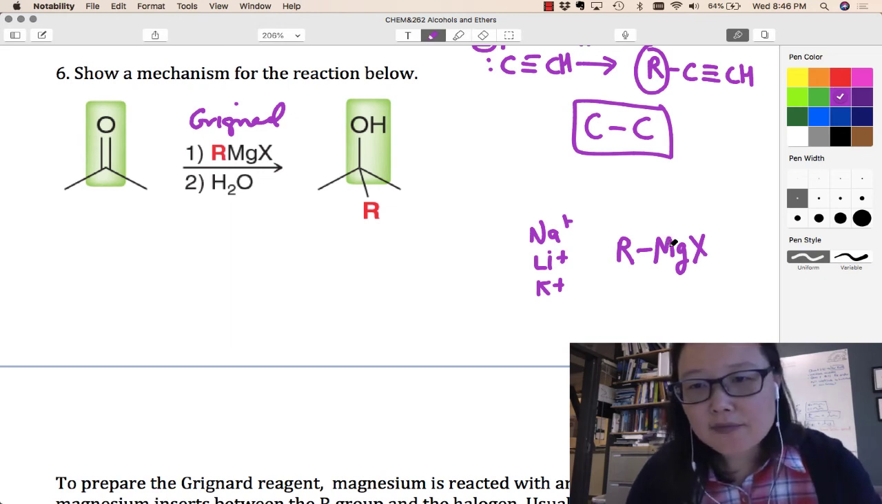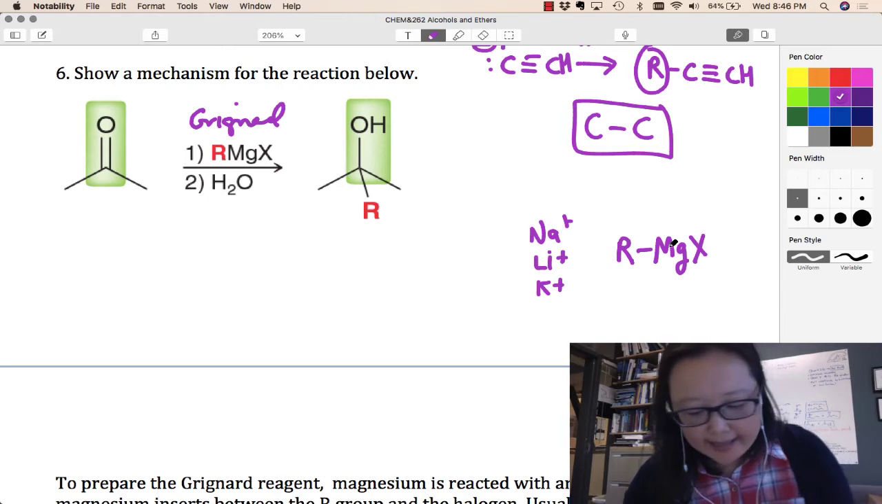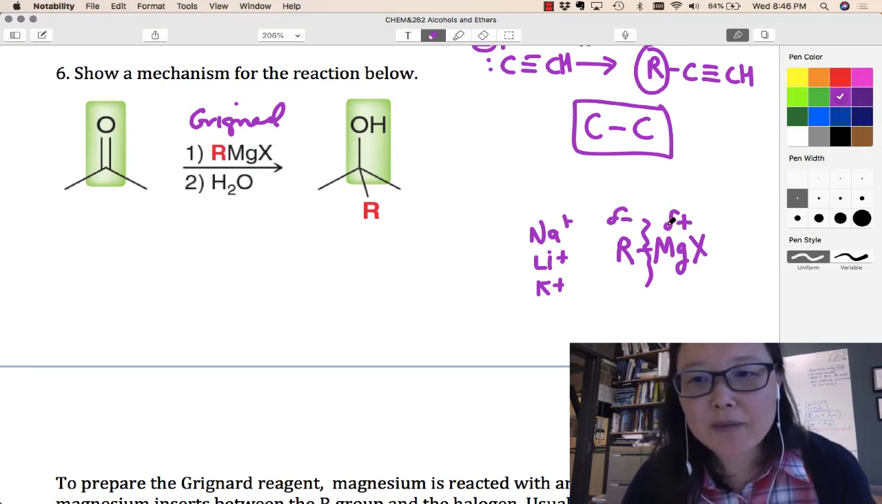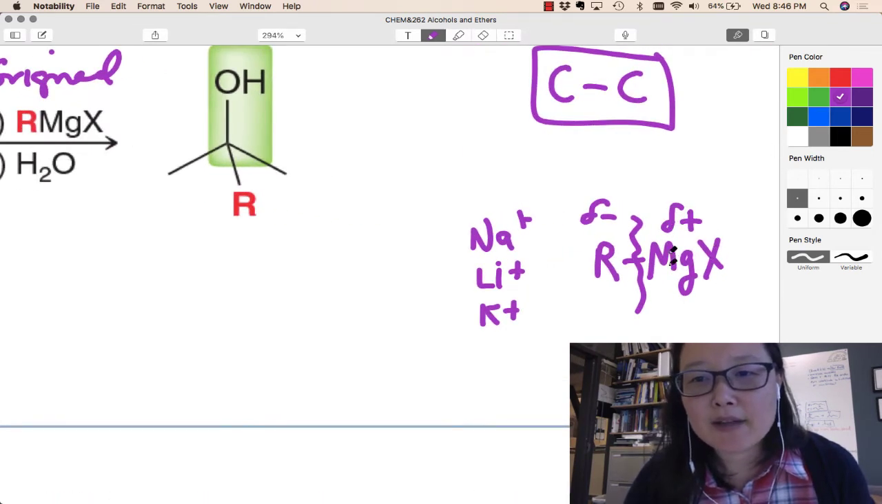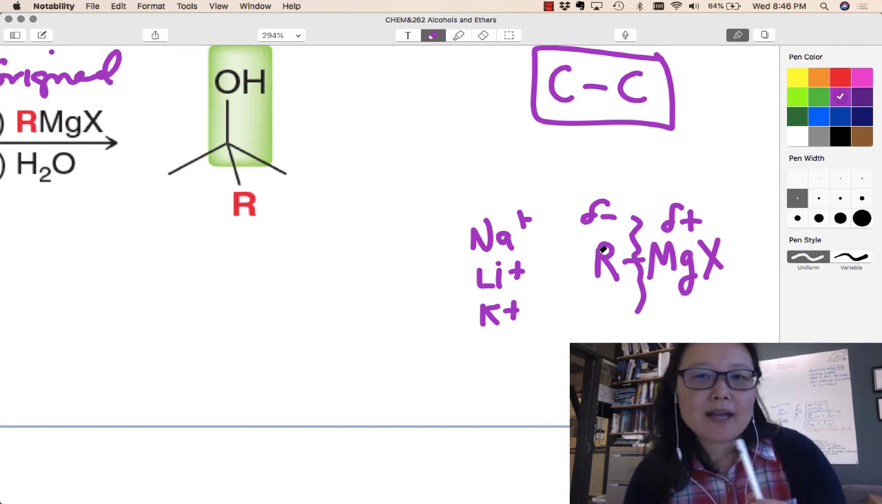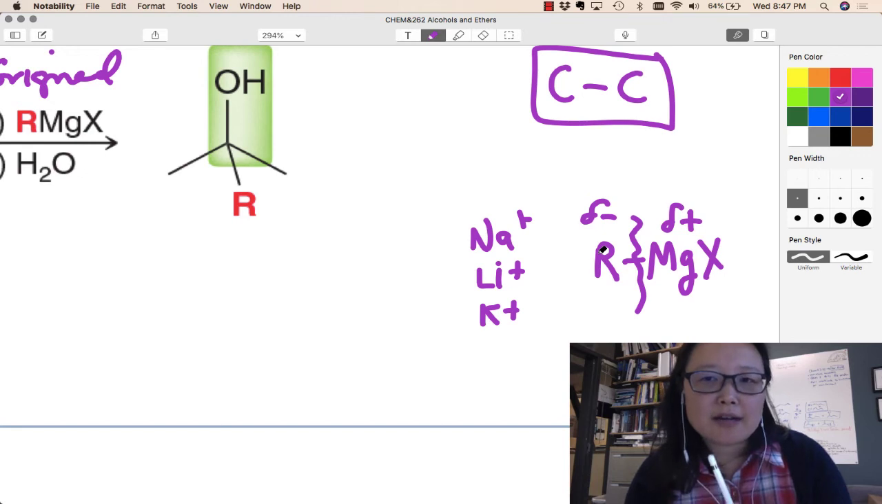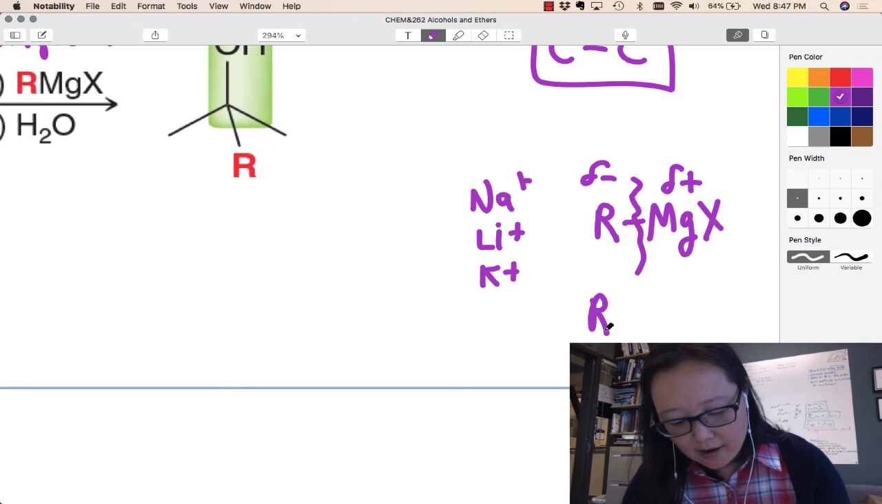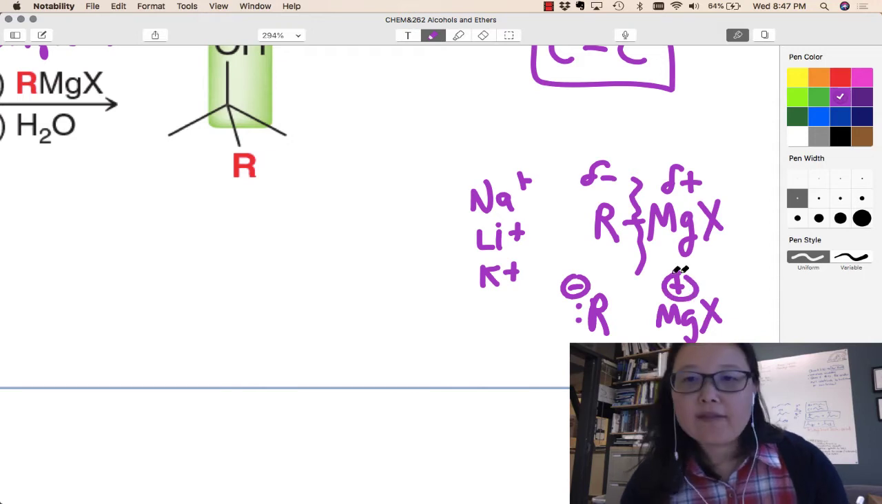So in this format, it's not quite a salt yet, but you can think of it like some kind of ionic compound. So the metals are usually electropositive. So I put a partial positive on this part, and that will cause this to have a partial negative. So electropositive elements push electrons away from them. This is electronegative, so it pulls those electrons over to itself. So this is pushing away, and that's causing that to be more negatively charged. So in a sense, this can be thought of as an R minus and an MgX plus, if you think of it in an ionic sense.